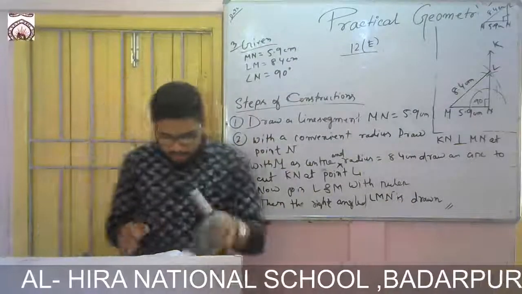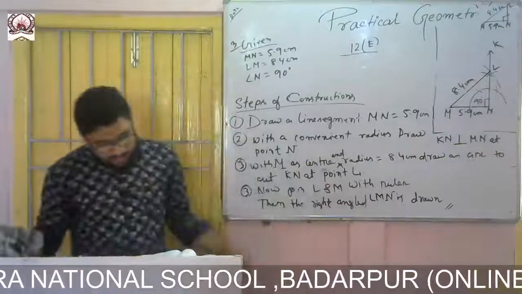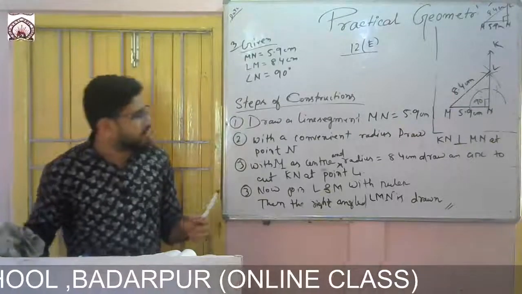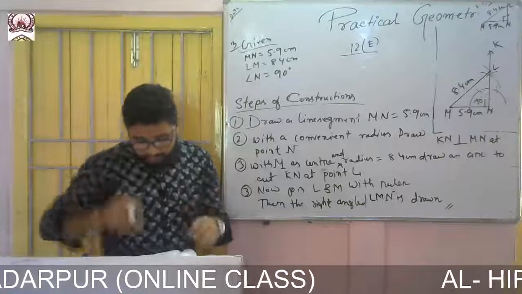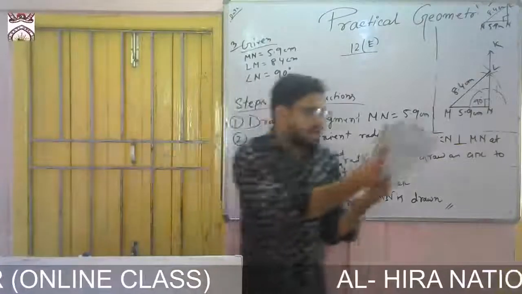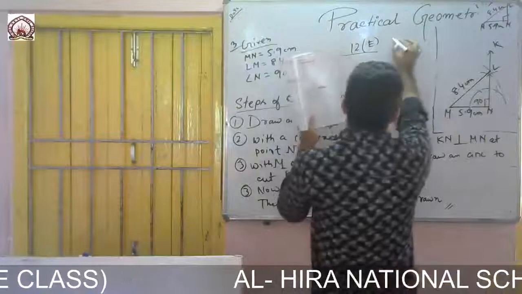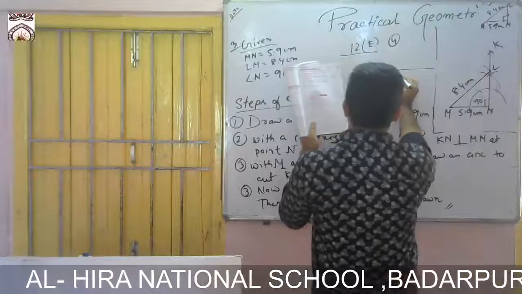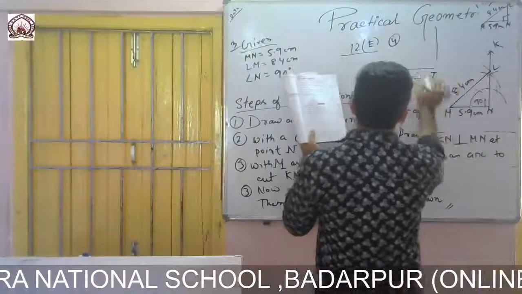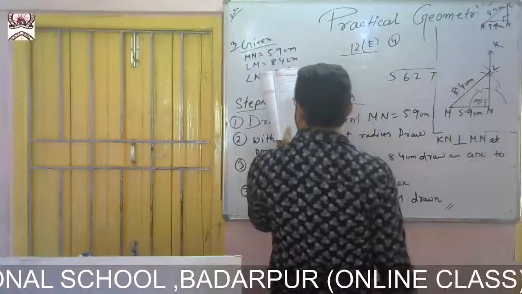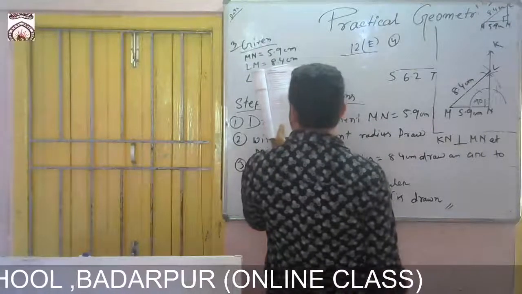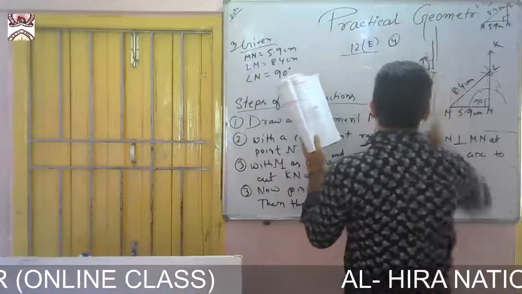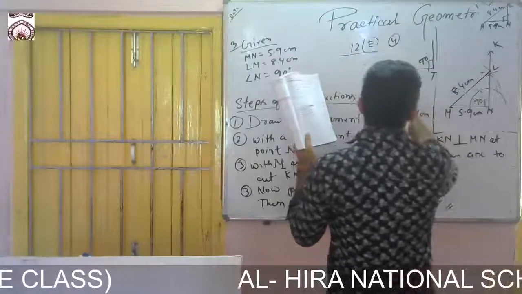Now question number 4: RST, right angle at T, in which ST equals 6.2. It will be like this. I am drawing the rough sketch. You take ST as 6.2 first. Then at T you construct 90 degrees.